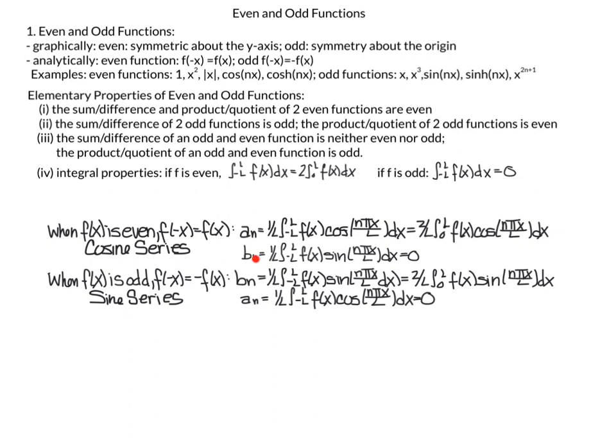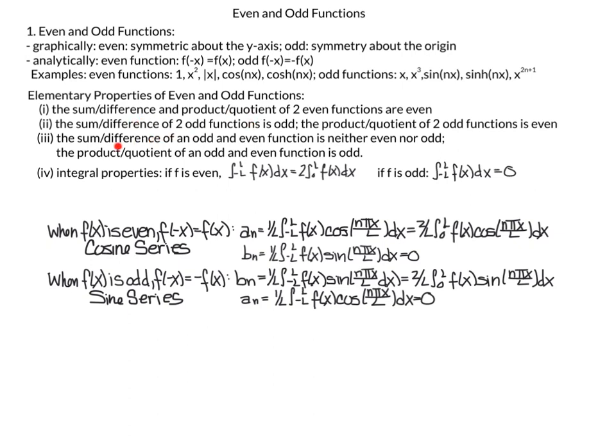Now when we look at b sub n, we're going to have f of x, again, f of x is even, sine of x is an odd function. So when we integrate from negative L to L, the product of an even and an odd function, where do we have that?